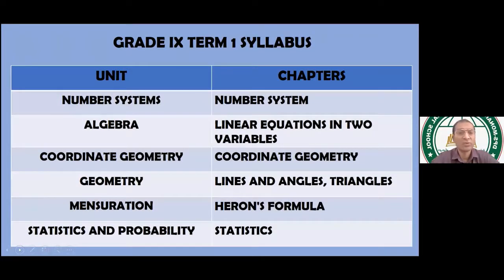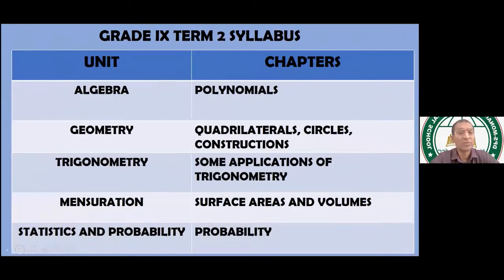So from the student's point of view, you have to remember the chapters. Don't go by the unit. Unit is the broad topic, so go chapter wise. You have to remember the chapters which are coming for term 1: number system, linear equations in 2 variables, coordinate geometry, lines and angles, triangles, Heron's formula, and from statistics and probability, only statistics is coming. So these chapters you have to remember for term 1. And these are the chapters for term 2: polynomials, quadrilaterals, circles, construction, application of trigonometry, surface area and volume, and probability.